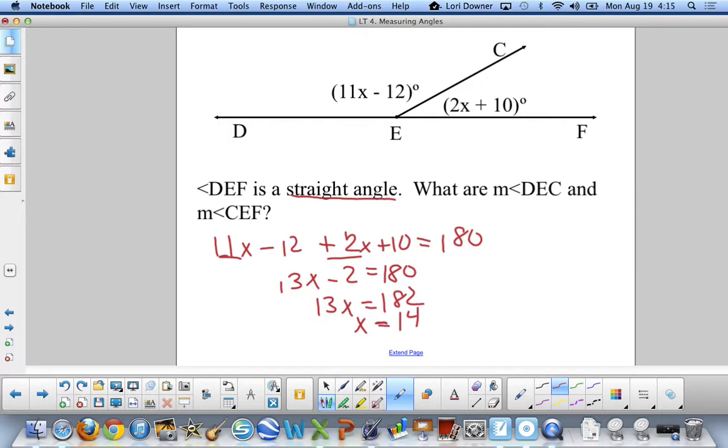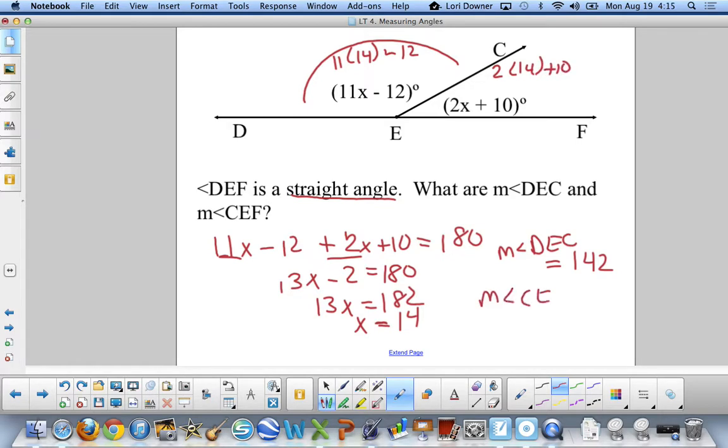X is 14, but that doesn't answer my question. What is the measure of DEC? DEC right here. I can do 11 times 14 minus 12. And I get that the measure of DEC is equal to 142. And CEF, I would do 2 times 14 plus 10. So the measure of angle CEF is 38.